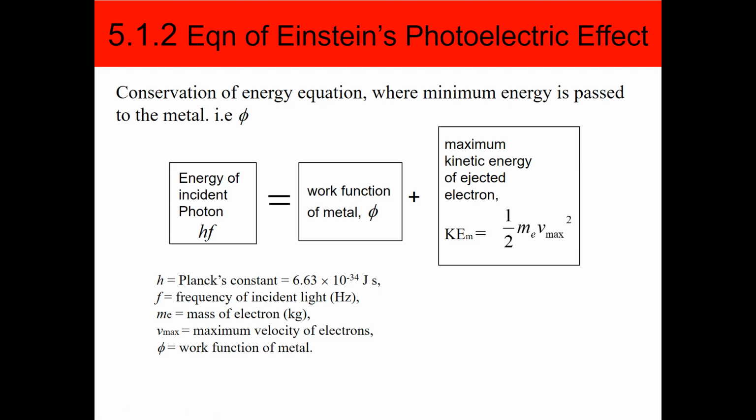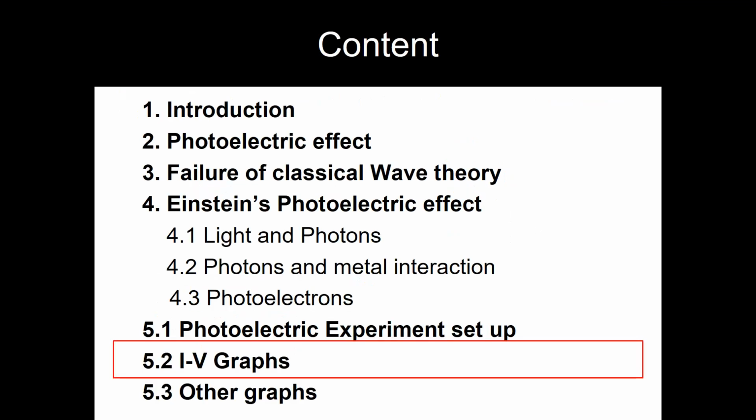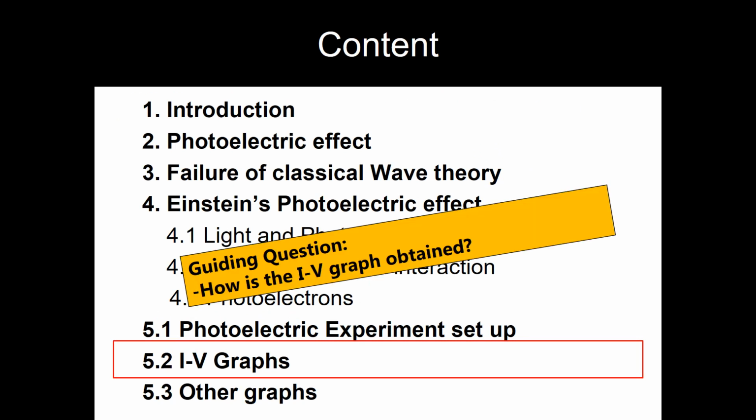So now let's get a good understanding of what's happening over here, through the IV graphs. It's like, hey, isn't there one more lecture? Yes, there is. But this is so much information in a few graphs that we can take a lot of time just to explain these graphs. How is the IV graph obtained? Right, that is the guiding question.